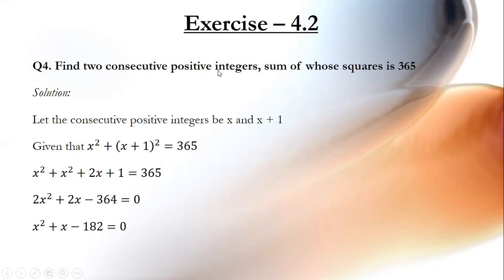Find two consecutive positive integers, sum of whose squares is 365. So let the consecutive positive integers be x and x plus 1. Consecutive means next. So if we are assuming one to be x, then the next one will be x plus 1. So given that sum of their squares, so first we take the squares x square and x plus 1 the whole square, then we add them. Sum of the squares is 365. Let us open x plus 1 the whole square. Then solving, we get x square plus x minus 182 equal to 0.